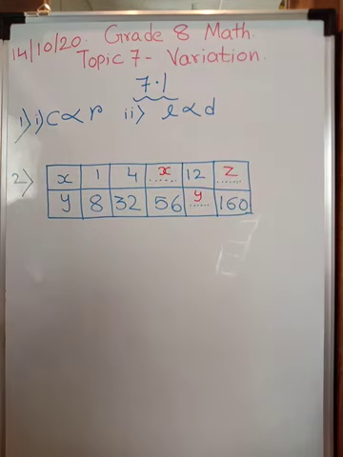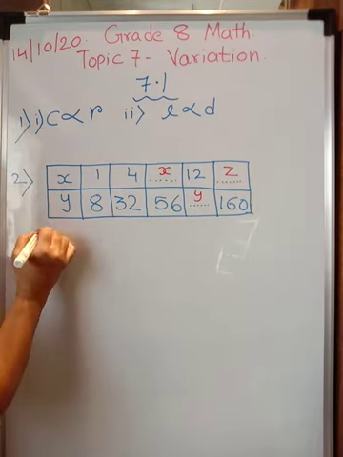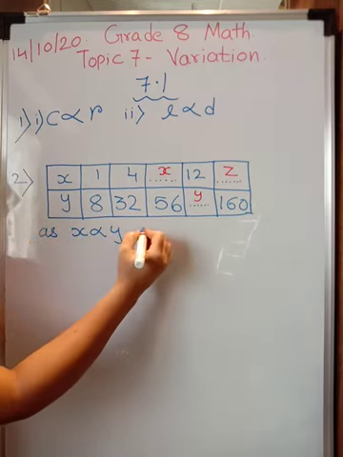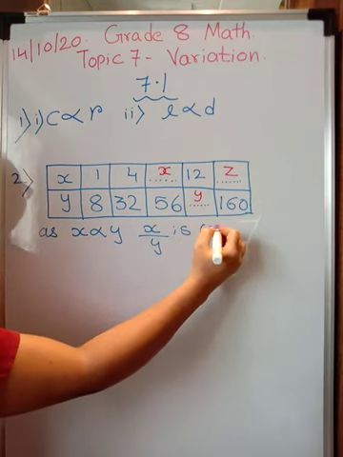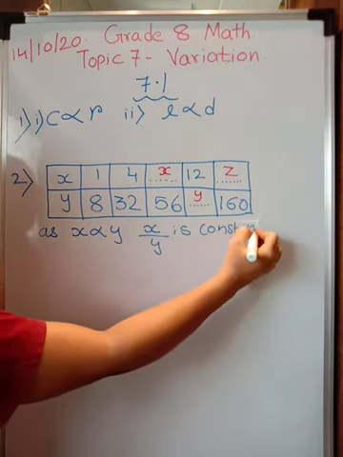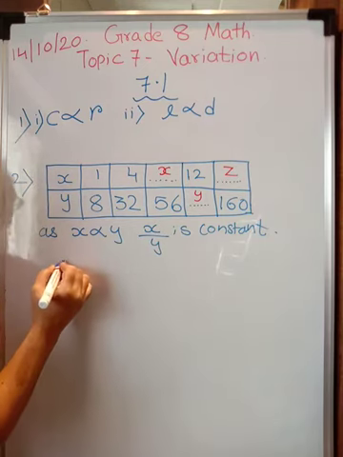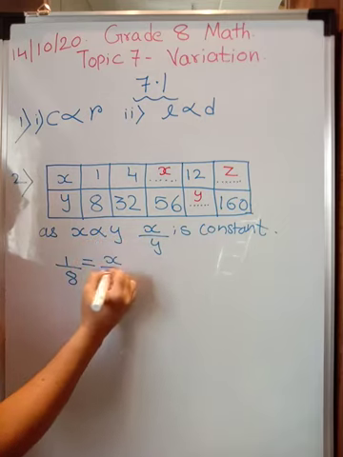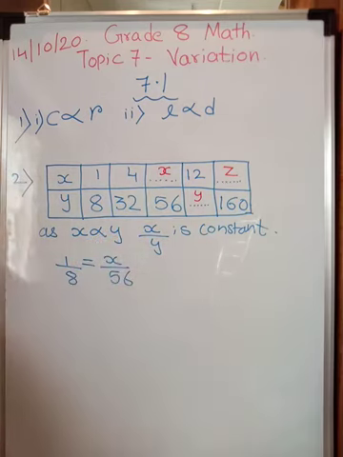Now let us find out the values of X, Y, Z. We know that they are in direct proportion. So as X is directly proportional to Y, X upon Y is constant. That is equal to K, isn't it? They are constant. So 1 upon 8 is equal to X upon 56. Are you getting this? So this ratio is going to remain constant.